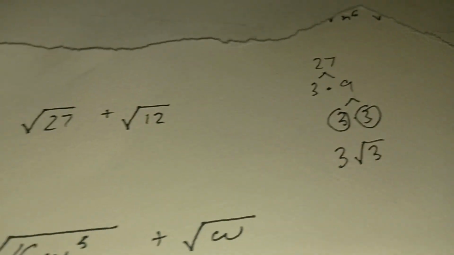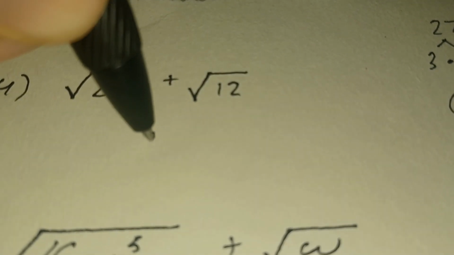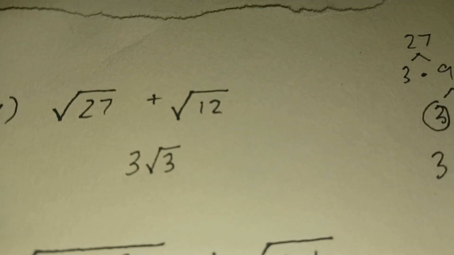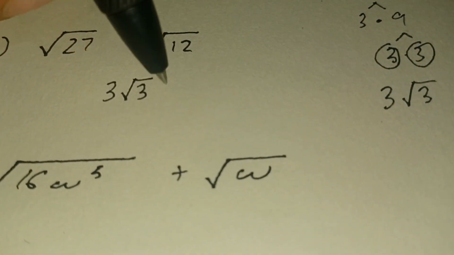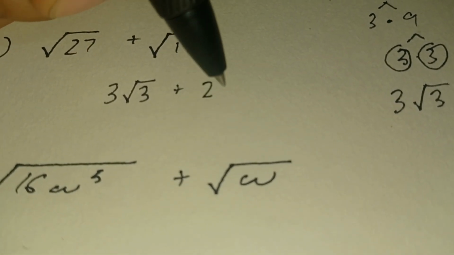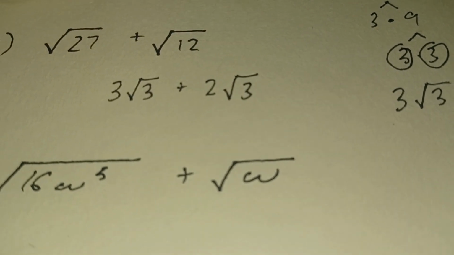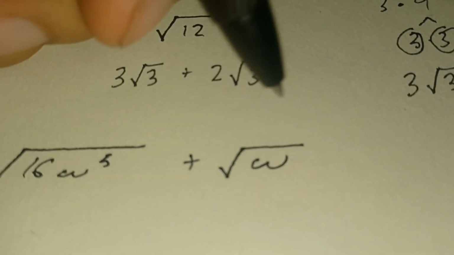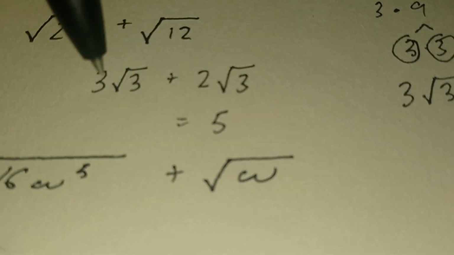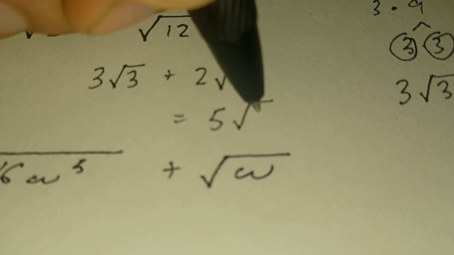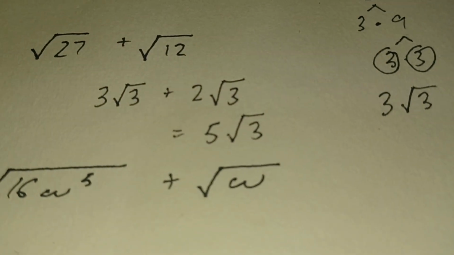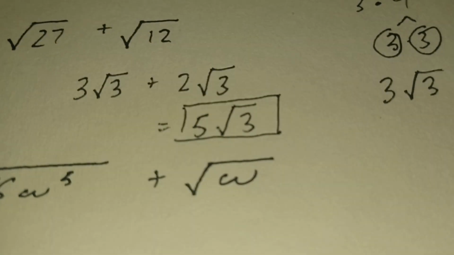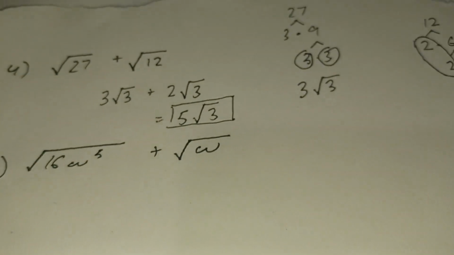So now we can add. We have 3 times the square root of 3 plus 2 times the square root of 3. This is going to equal 5, because 3 plus 2 is 5, times the square root of 3. 5 times the square root of 3.